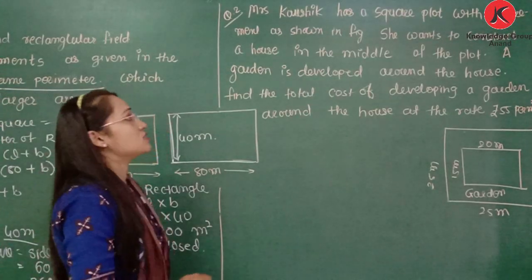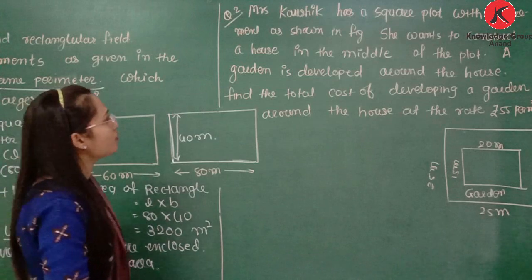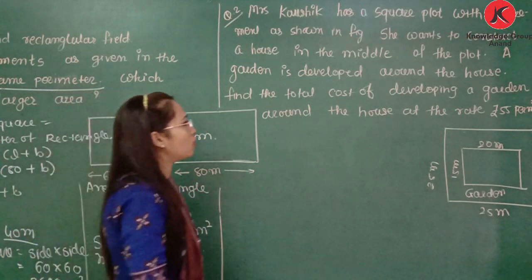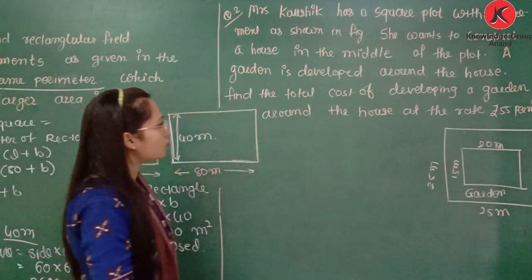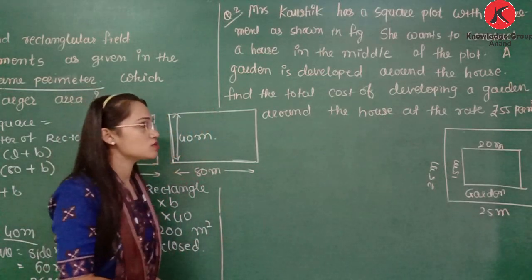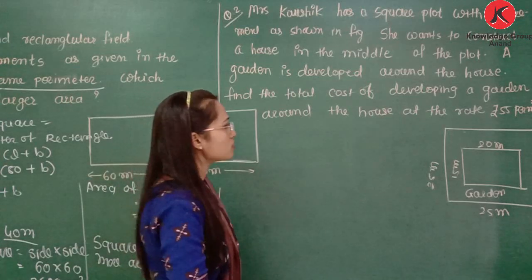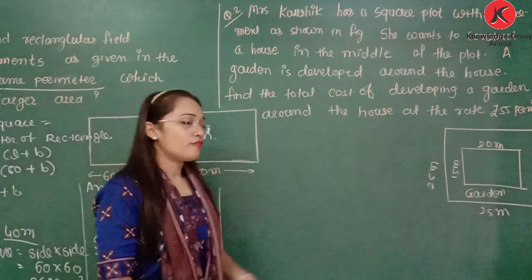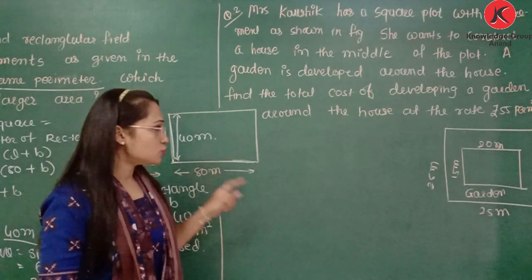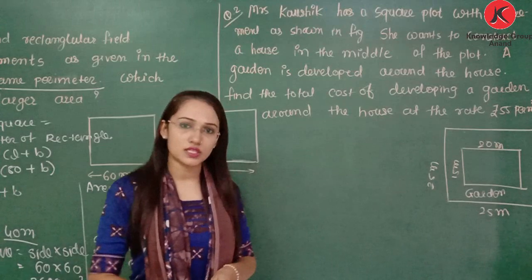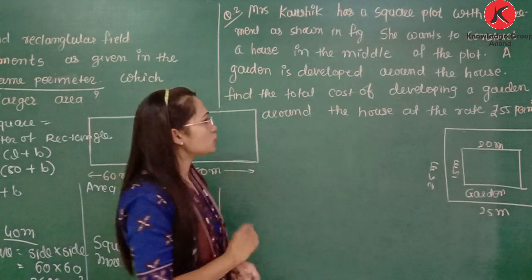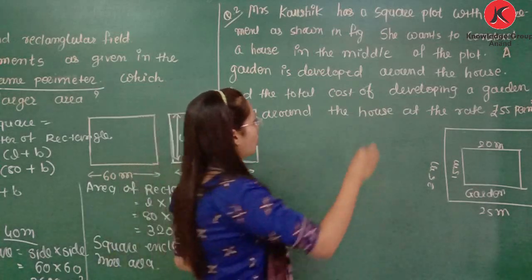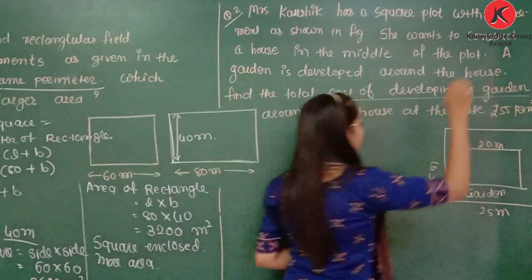Now next. Mrs. Kaushik has a square plot with the measurements as shown in the figure. She wants to construct a house in the middle of the plot. A garden is developed around the house. Find the total cost of developing a garden around the house at the rate of 55 rupees per meter squared. So there is one plot and she wants to build a house in the center. Around the house she wants to build a garden, and we need to find the cost of developing the garden.